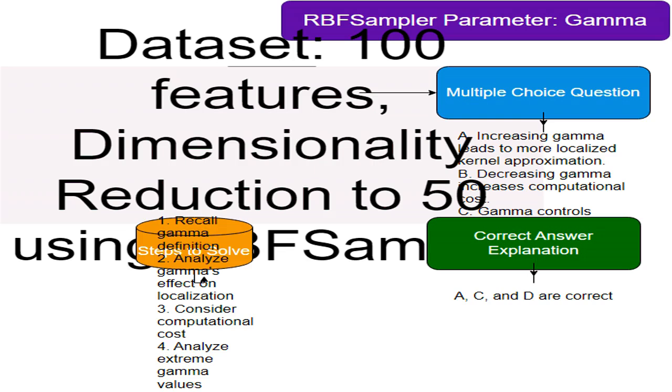This section presents multiple-choice questions about the gamma parameter. I will choose the true statements based on my understanding of its function in RBFSampler. It's a test of my knowledge, let's ace it.